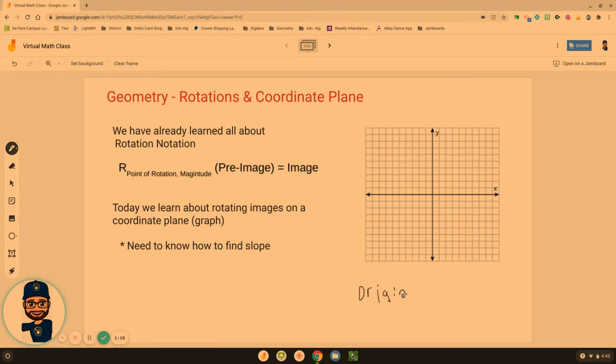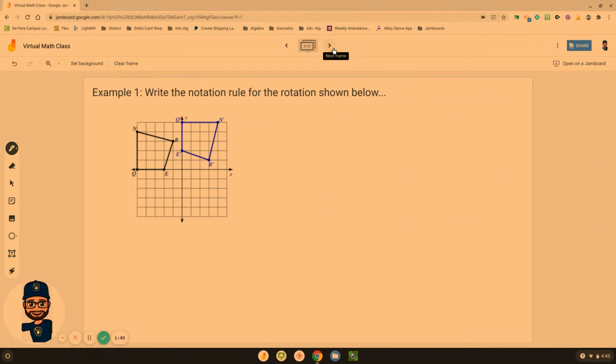All right. Hopefully you were able to identify the origin as the point 0, 0, or it's this point right here where the x and y axis intersect. It is that point 0, 0. The origin. It's where we base everything we do on a graph off of, the origin or the starting point. And so a lot of today what we're going to be doing is using the origin as our rotation point. So let's look at an example.